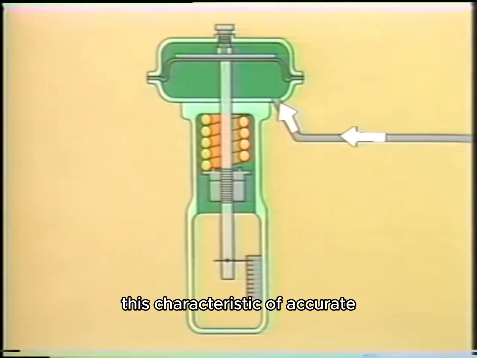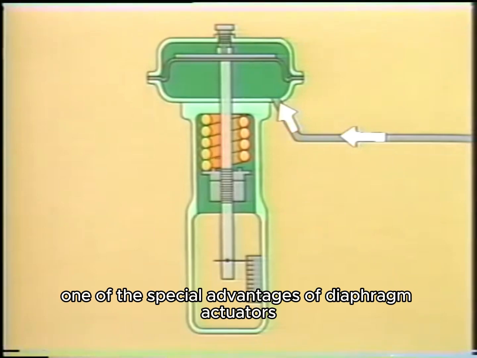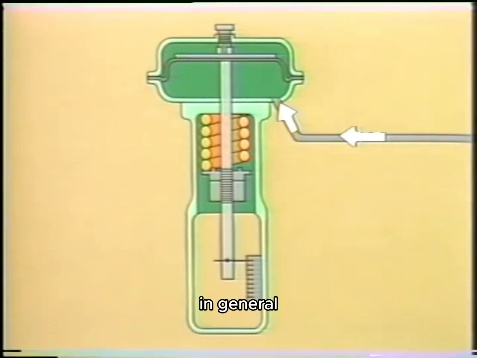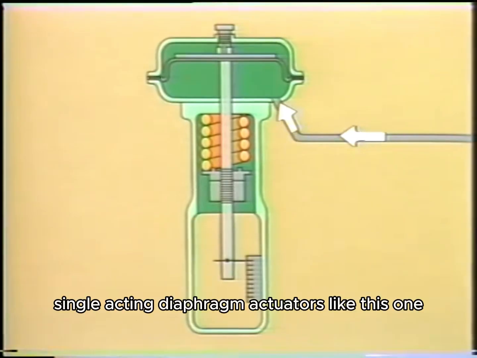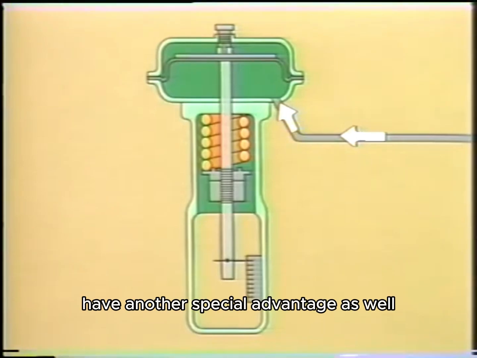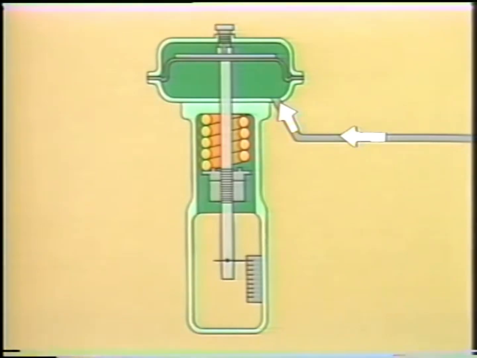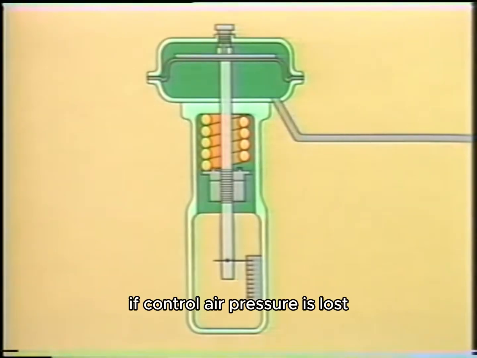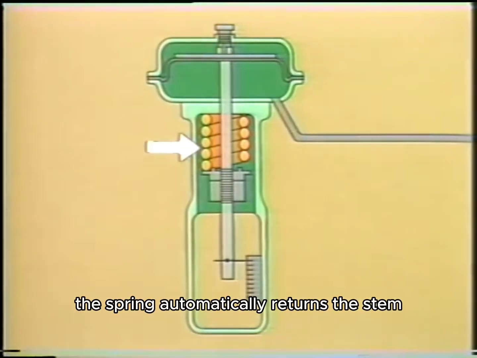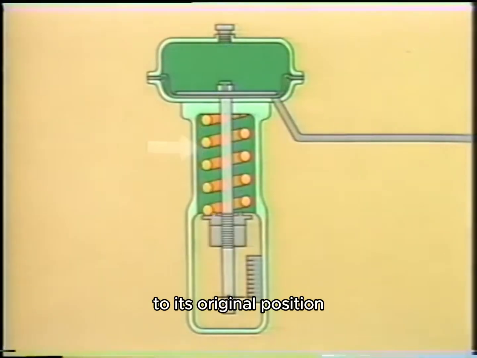By controlling the exact value of control air pressure, a device could be positioned anywhere between its extremes. This characteristic of accurate positioning between extremes is one of the special advantages of diaphragm actuators in general. Single-acting diaphragm actuators, like this one, have another special advantage as well. Here it is. If control air pressure is lost, the spring automatically returns the stem to its original position.